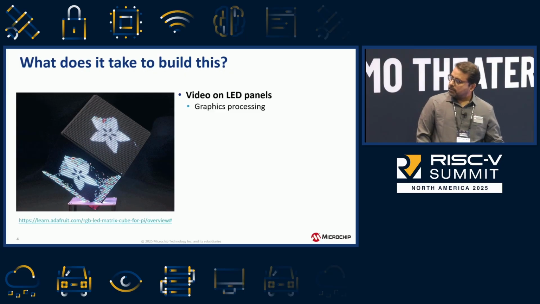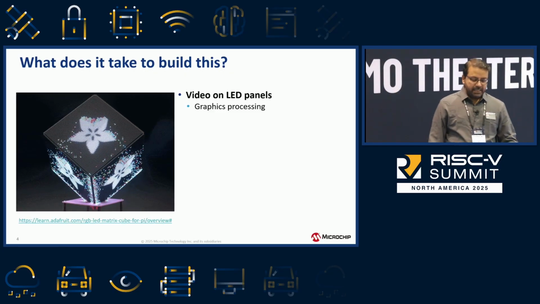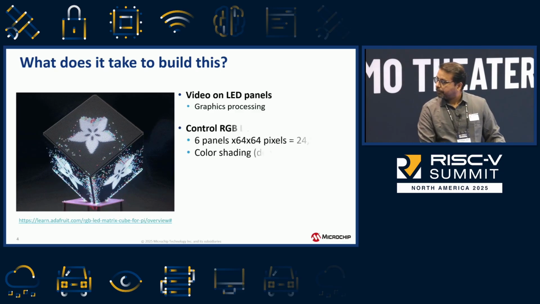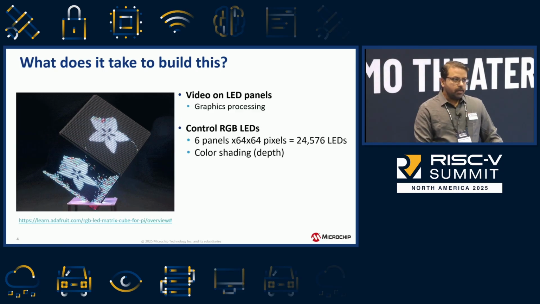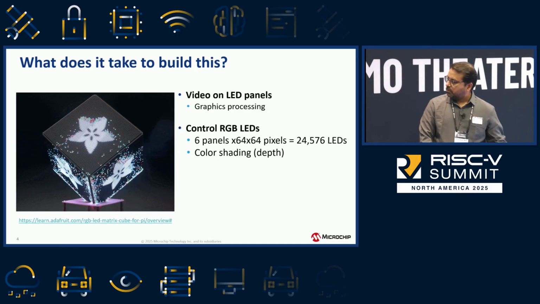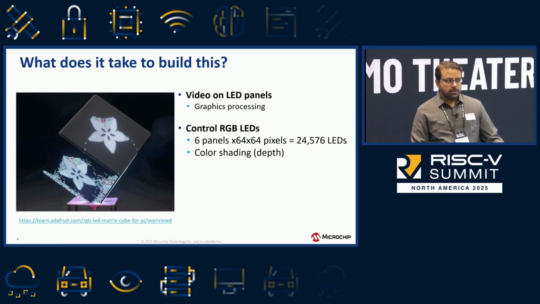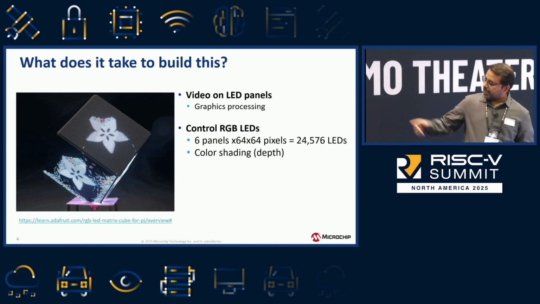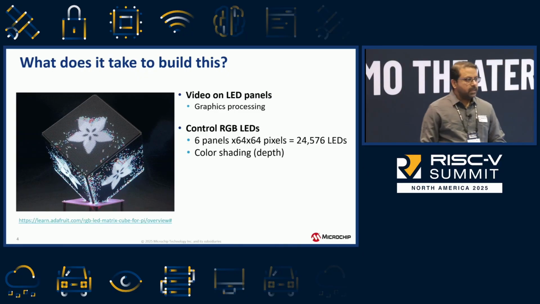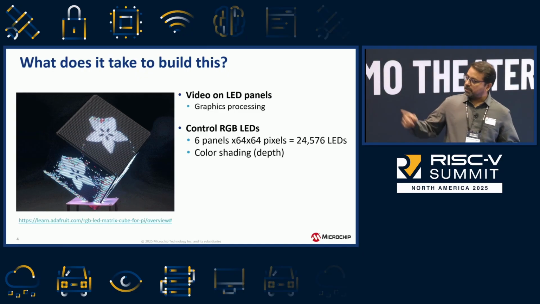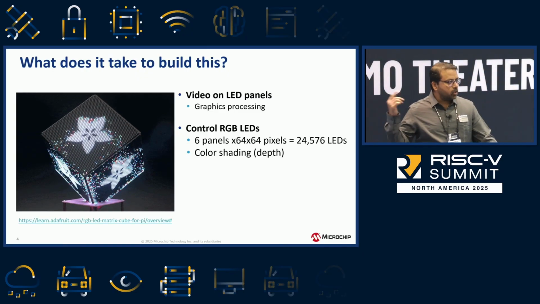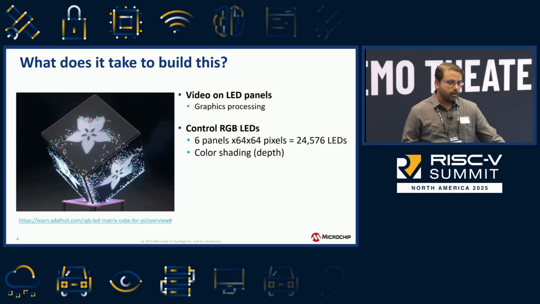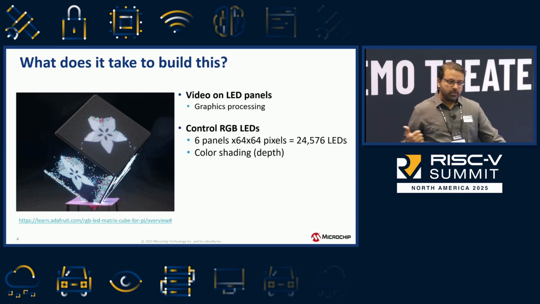You want to play videos on LED panels. You may have to do some sort of graphics processing there. You're really talking about controlling a bunch of LEDs. What you see here is actually 6 panels of 64 by 64 pixels. That is actually 24,000 LEDs. To be honest, these are RGB LEDs, so in fact, close to 75,000 LEDs are being controlled in this system. It's not really an easy task for a microprocessor to do.